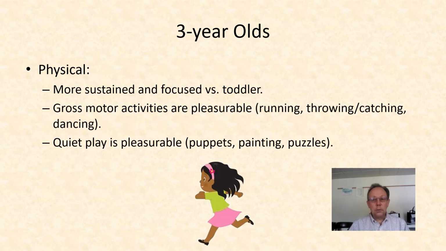Children are toddlers. They're crawling, and by doing so, they're learning to get around and explore the world around them. When they become 3 years old, now their physical activities can be more sustained and much more focused. Gross motor activities tend to be much more pleasurable to them now. Now they're learning to run. They like to dance. They like to move. They like to throw something. They like to catch.